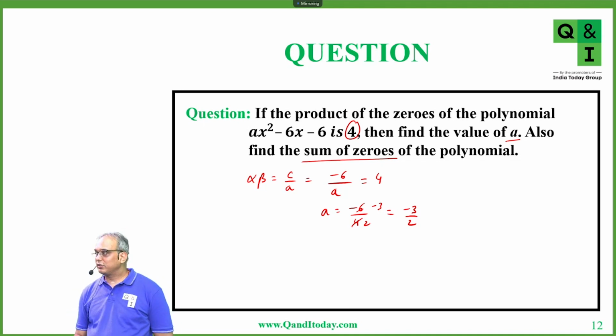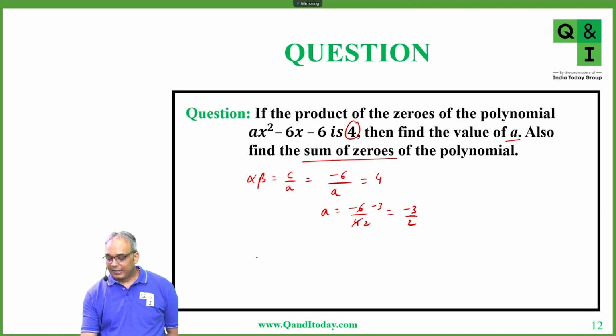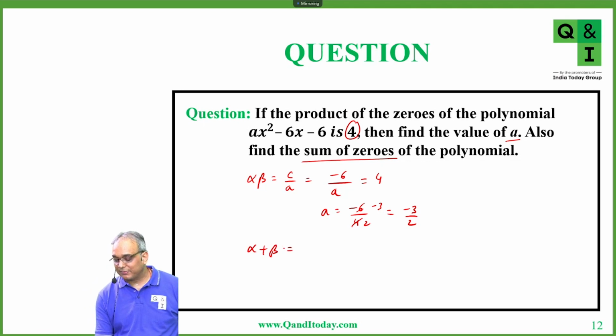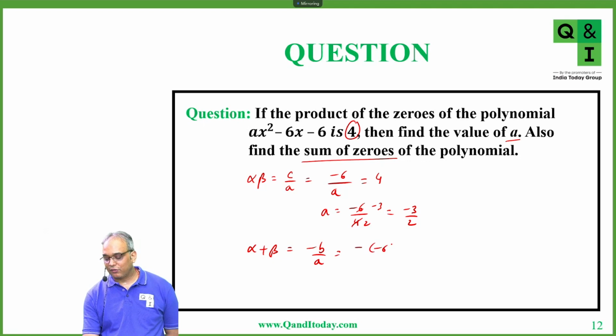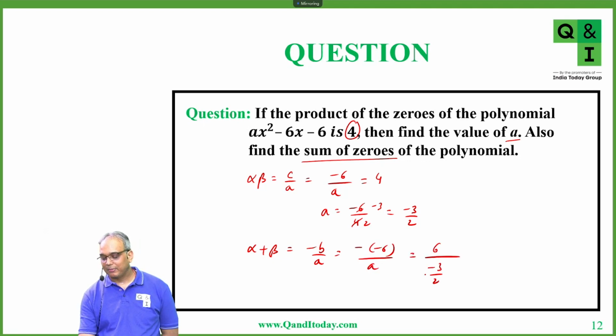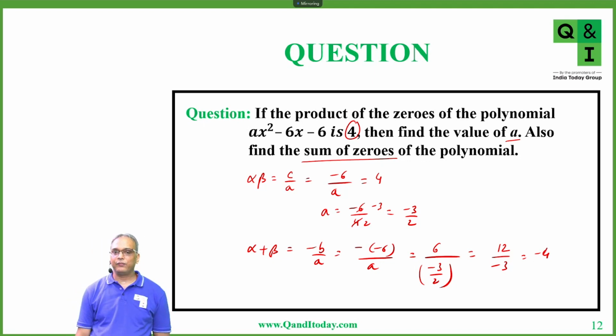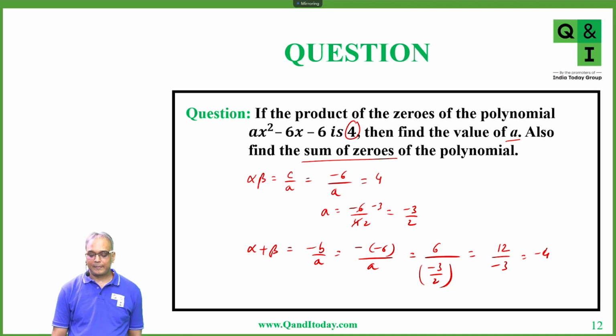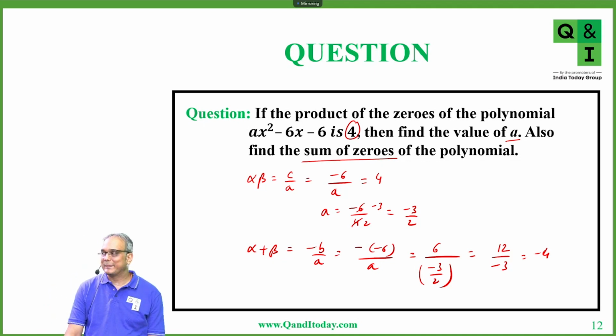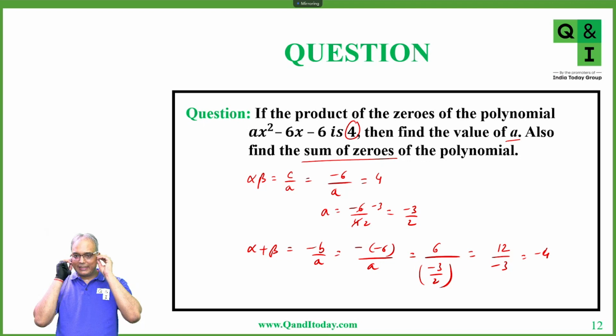Yes, sum of the zeros is minus 4. Correct answer. The sum of the zeros alpha plus beta is minus b by a, which is minus of minus 6 over a. So this is 6 over minus 3 by 2. So that is 12 by minus 3, that is minus 4. So alpha plus beta will be minus 4 and the value of a will be minus 3 by 2. Please write this down.